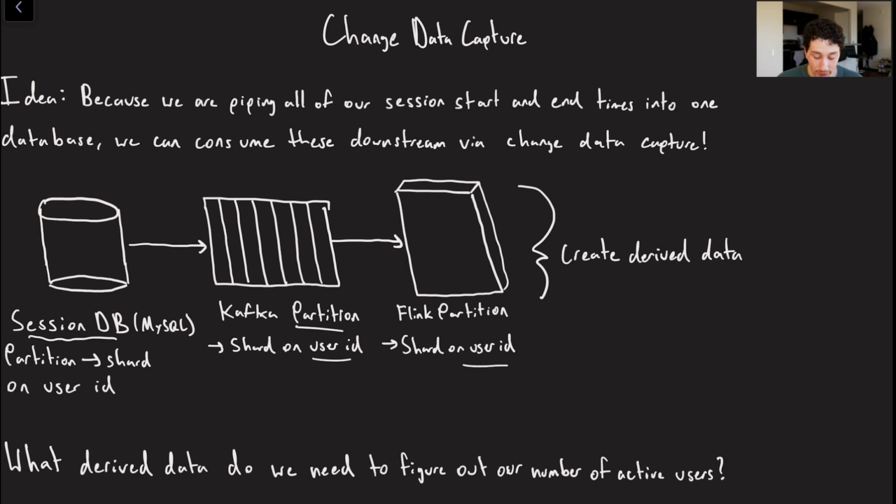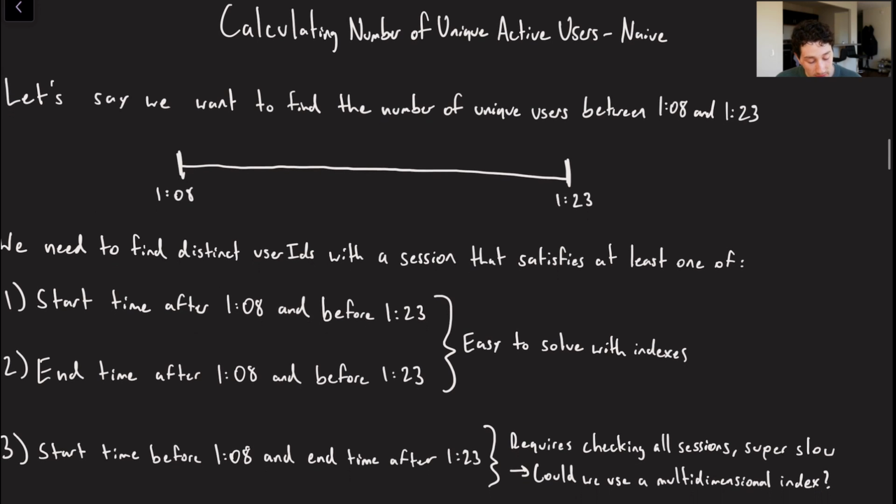So the question now becomes, well, if I'm going to use Flink to maintain some state and then ultimately create derived data from our sessions database, what derived data do I want to be creating? And so before I can go ahead and make any claims there, first I would like to show off a few different ways that we can actually go ahead and calculate the number of unique active users.